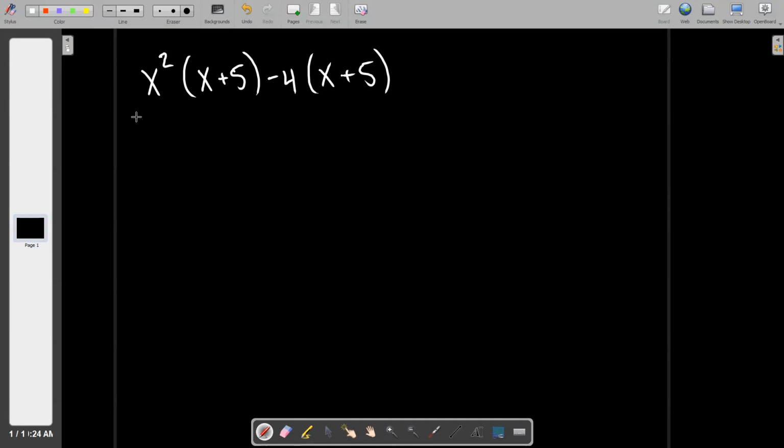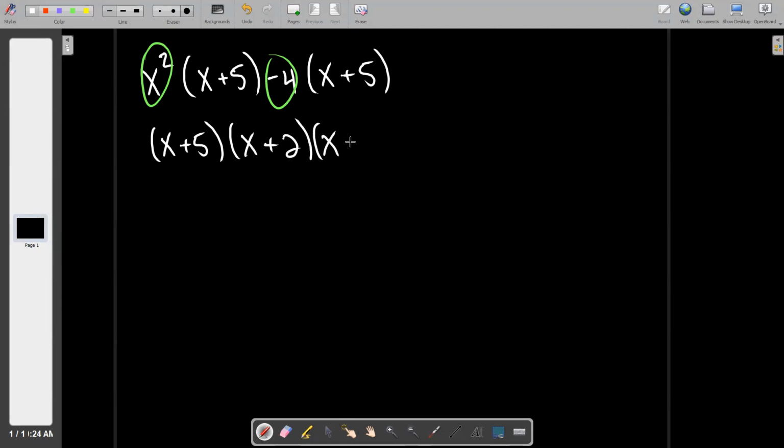So a successful factoring on this should be x plus 5 times the difference of squares. And of course, the difference of squares is x squared minus 4, which by now you know breaks into x plus 2, x minus 2. So any questions on the factorization of it?